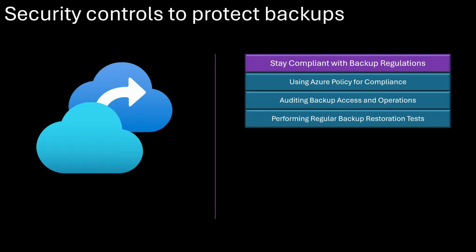Bottom line, you should secure access with RBAC, MFA, and private endpoints to your backup data. You should encrypt backups at rest and in transit to prevent unauthorized access. You should protect backups from deletion using soft delete, immutable vaults, and resource locks. You should defend against ransomware with multi-user authentication and continuous monitoring. And you should ensure compliance with Azure Policy, audits, and restoration tests. By applying these security controls, you make sure your backups remain protected, recoverable, and resistant to cyber threats.